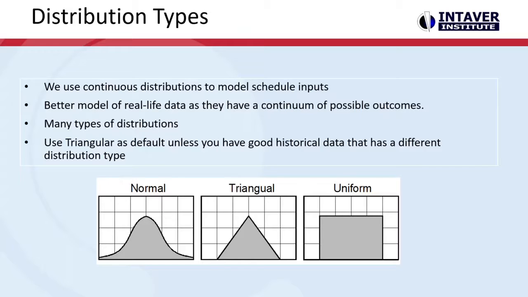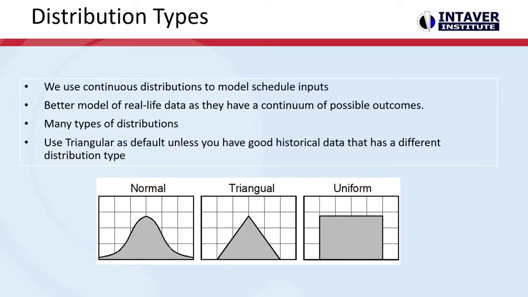you have good historical data that models a different type of distribution, like normal or log normal or uniform. And you can use uniform if you don't have any idea what the impact will be, what the most likely is as opposed to the boundaries. But again, we have tested this quite a bit and run many simulations.